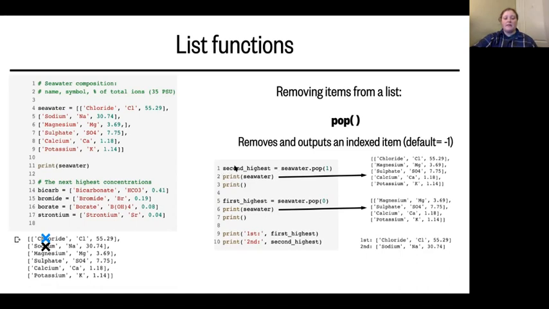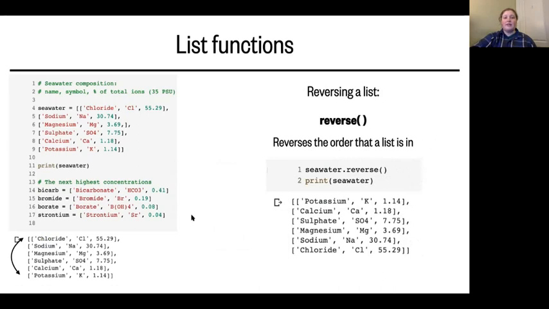If you set these variable names equal to this pop function when you do it, you can actually call those things later on. So when I say print first highest, it prints that chloride list that I deleted earlier. Same thing when I say print second highest. It prints that sodium list that I deleted way up here. That's all the ways to delete items from a list.